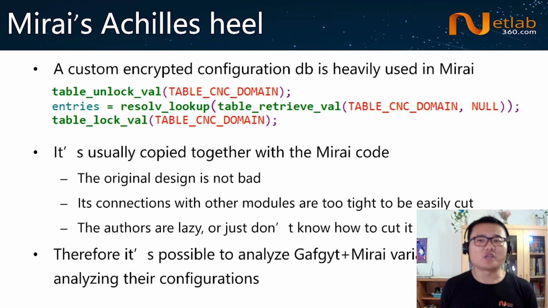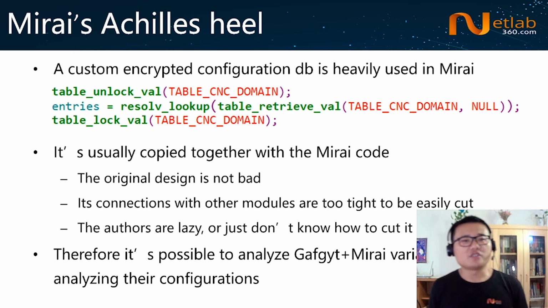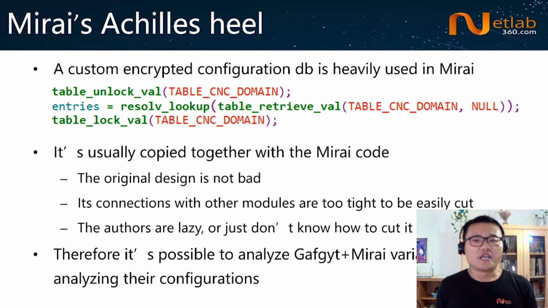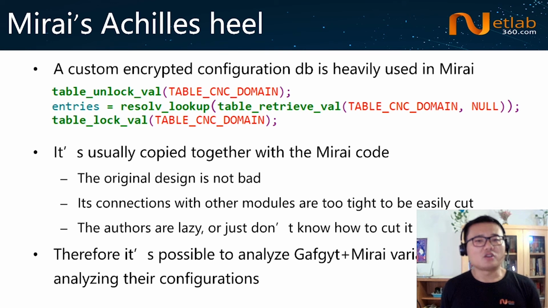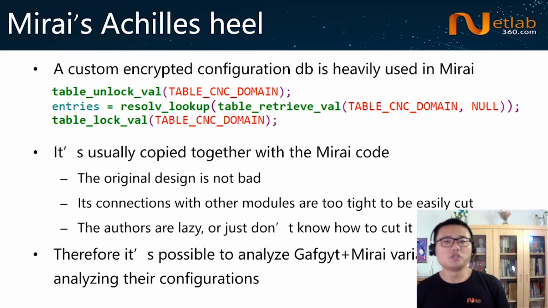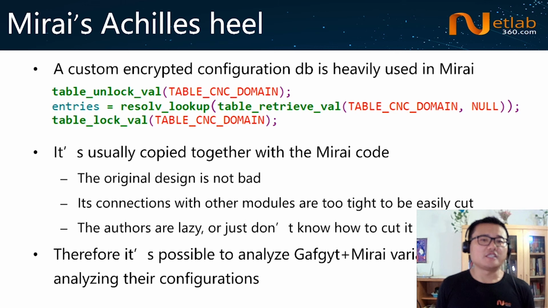If you read the Mirai code, you can find a custom encrypted configuration database is heavily used. Most of the running parameters are stored there, as shown by the picture. And that database is usually copied together with the Mirai code. This may be because the original design is not good, or its connections with other modules are too tight to be easily cut, or the authors are just lazy or just don't know how to do that. Therefore, it's possible to analyze Gafgyt variants which borrow Mirai code by analyzing their configurations.